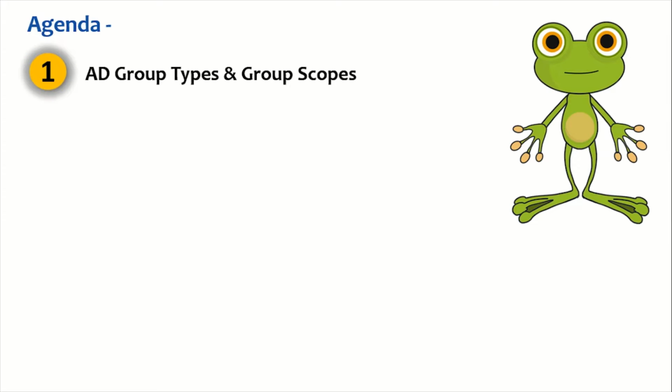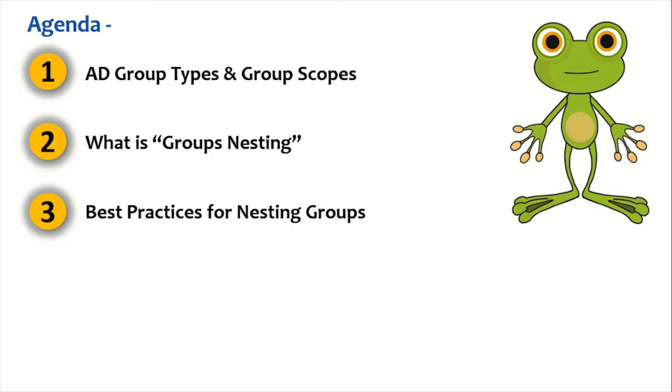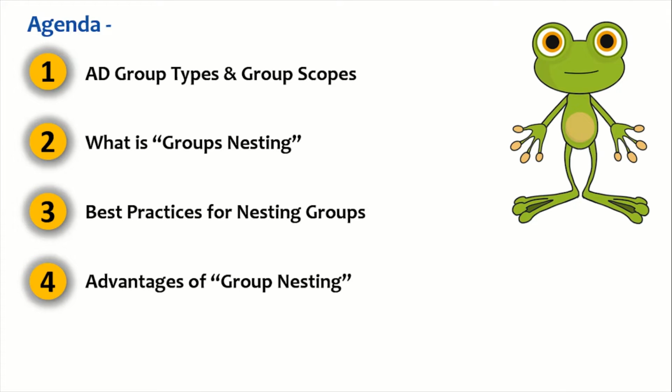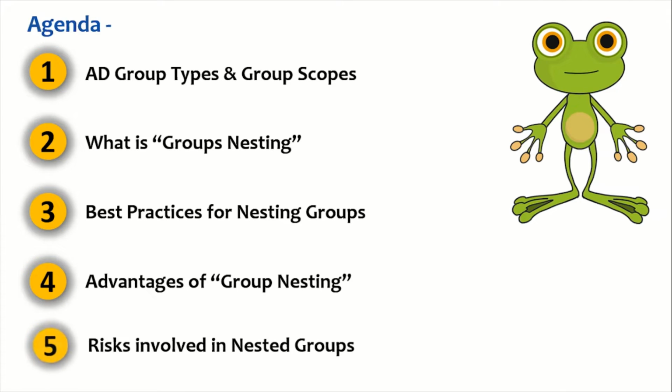Today we'll understand the Active Directory group types and group scopes. We have already covered it in the earlier part of the video. We'll see what is group nesting, best practices for group nesting, advantages of group nesting, and last but not the least, risks involved in nested groups. So let's get started.